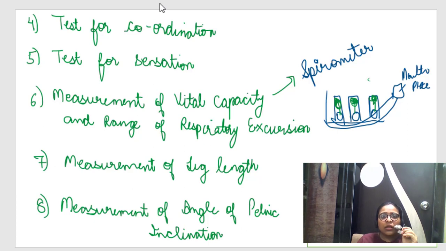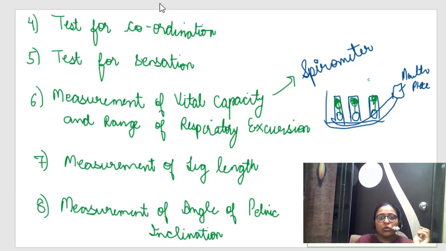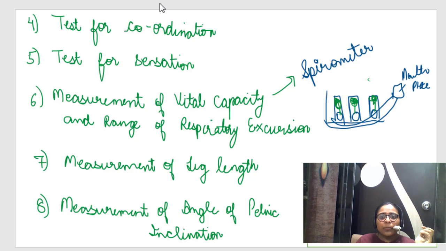And if the patient is unable to hold the balls at the peak level, or is unable to blow the balls through the mouthpiece, if he is unable to inhale or exhale properly, then these balls won't come up. So this is the instrument by which you can check the vital capacity and range of respiratory excursion, right?